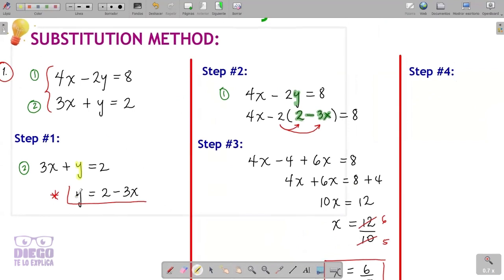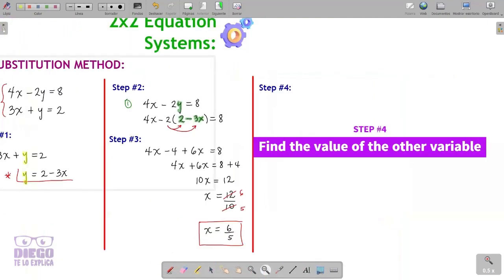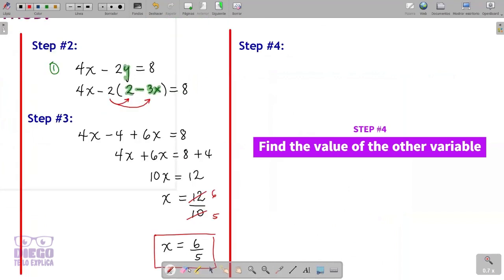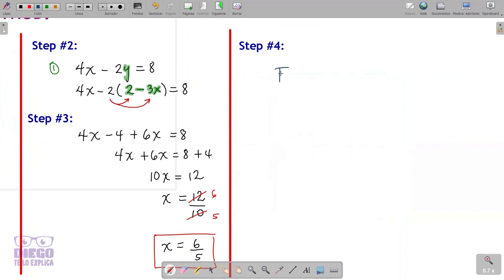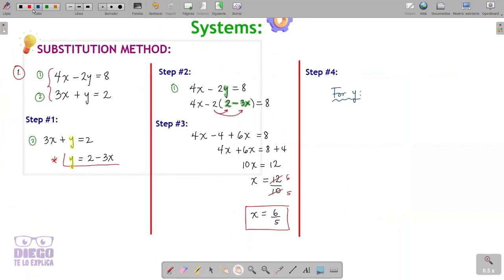Just let me here for you to know that this is the same y. Okay. Step number 4. In step number 4, I think is the easiest part of the problems because here we're going to find the other letter that is missing. So I'm going to write here 4y because we already found the x. So we have to find the y. To find the y, you may use either of the two equations, no problem. So I'm going to use the second, 3x plus y equal 2.